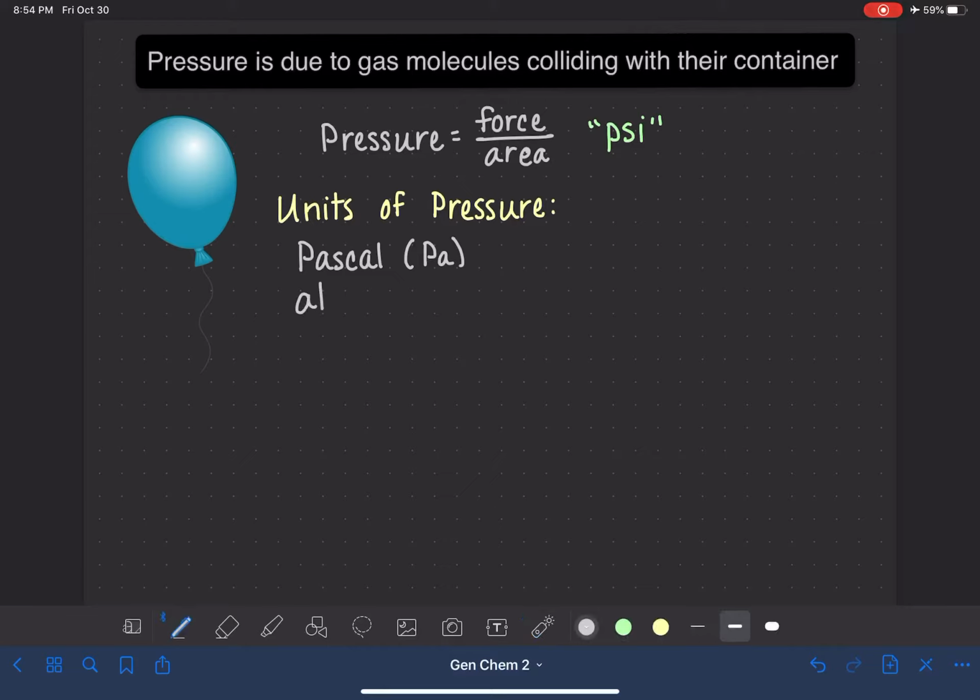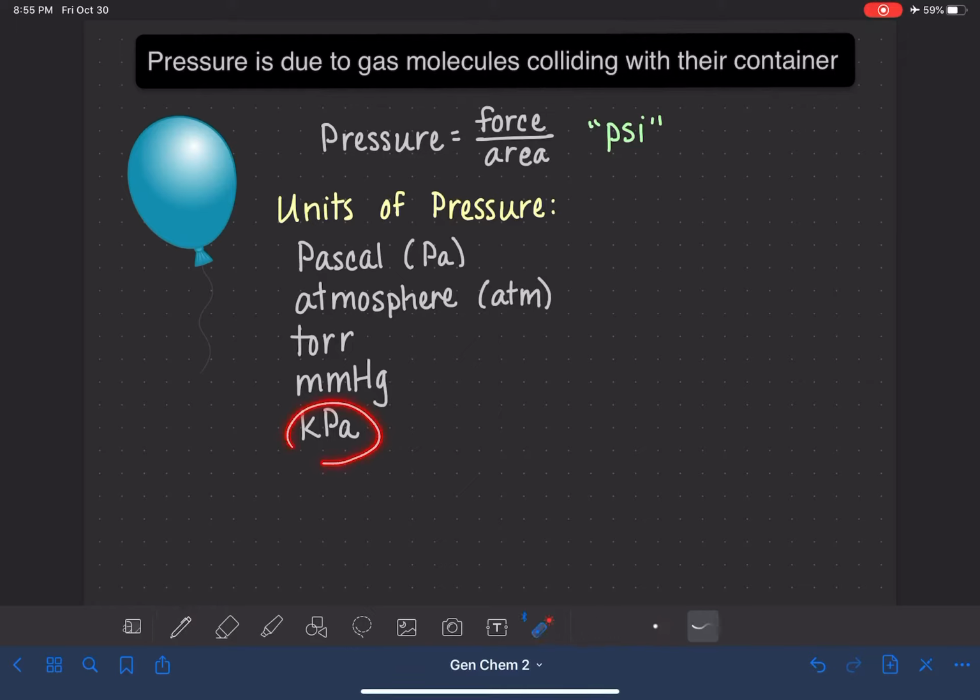And again, this is the SI unit of pressure. A very common unit of pressure used in science is the atmosphere. This is abbreviated ATM. And then we also have torr and millimeters of mercury, which don't have abbreviations because they're just short names anyways. And then, maybe not necessary to include on this list, the kilopascal, a derivative of the Pascal, is also a very common unit.